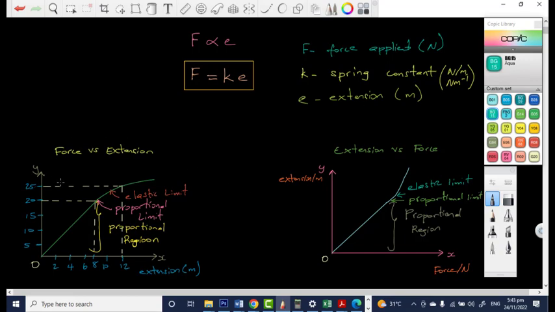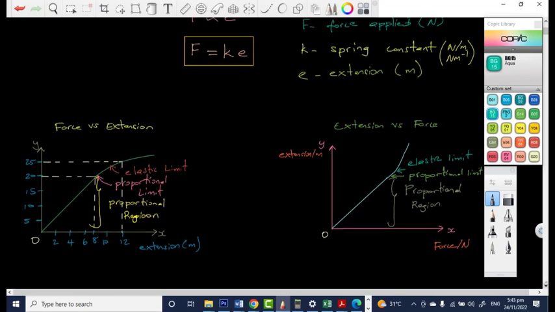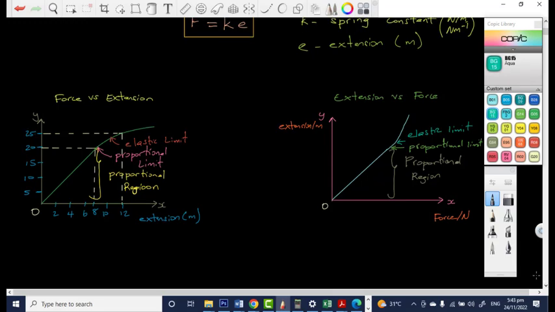Now, generally speaking, we will often come across a situation where we might plot a graph of either force versus extension or extension versus force, and we might be required to find the value of our spring constant K. If we plot a graph of force versus extension, whatever value we get for the gradient within the proportional region will be equal to our spring constant. So the gradient will be equal to the spring constant once we plot a graph just like this one.